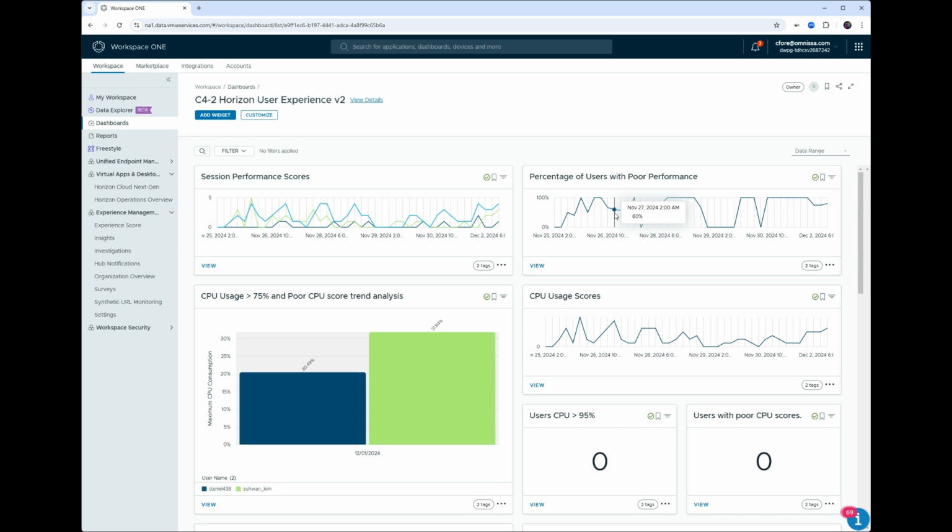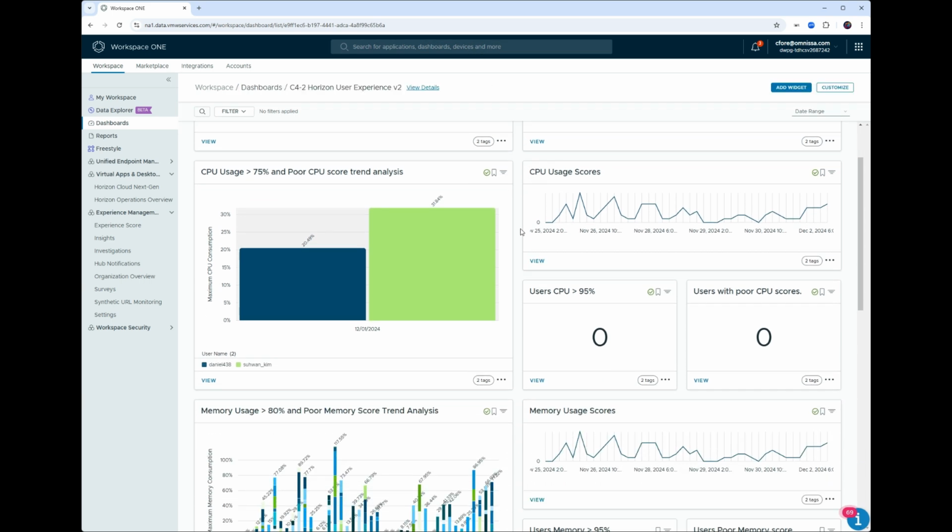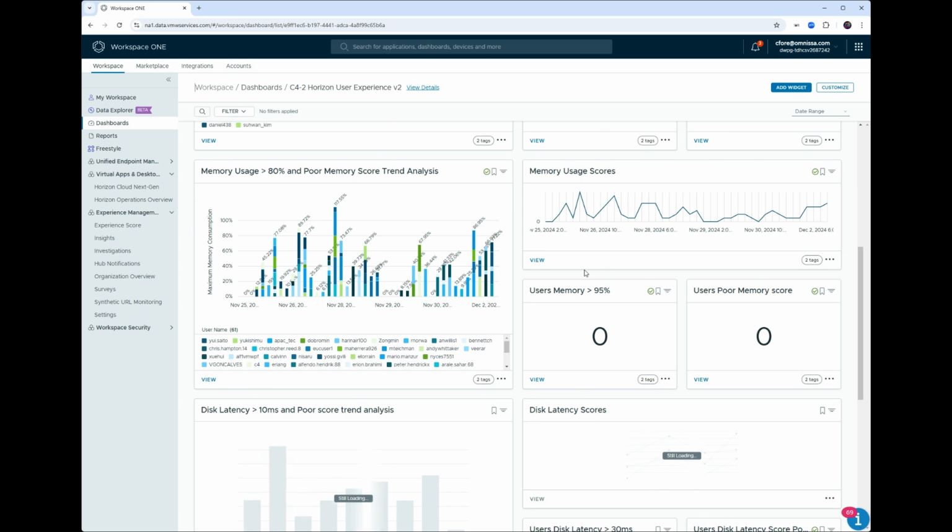So again, the high priority information is up front, and then I break down further down the dashboard into various categories of what could cause poor performance. Some of it's going to be around high CPU usage. How many users are greater than 95% CPU? How many users have good versus bad scores? And in this environment, thankfully, they're all good performance scores. And then next I go to memory.